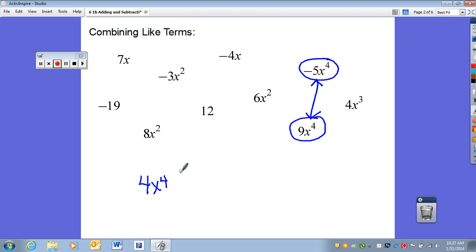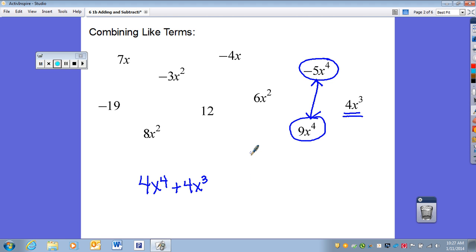Next, let's find if we have any x cubed. We want to do these in order if at all possible. Here's a 4x cubed. I don't see any others, so that would be the only term that has a degree of 3.